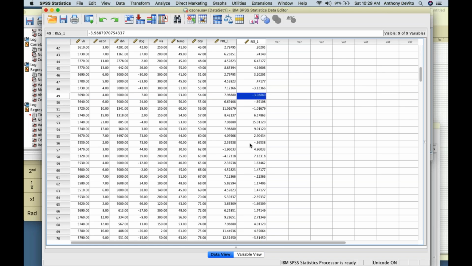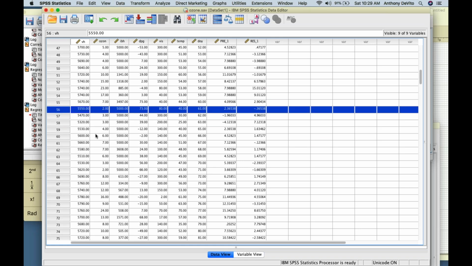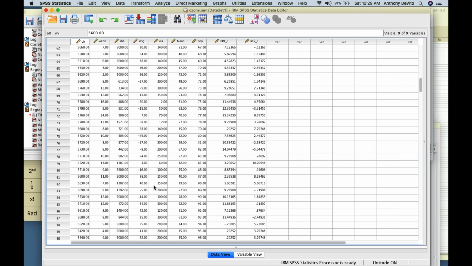Okay, for this person over here, we got very close, right? We predicted 2.36. It was actually 2. That worked out pretty well. How about this person here? The residual is only 1.47. We predicted 4.5. It was actually 6. Right, so we have an idea of how good we are at predicting from the same values that we had before.